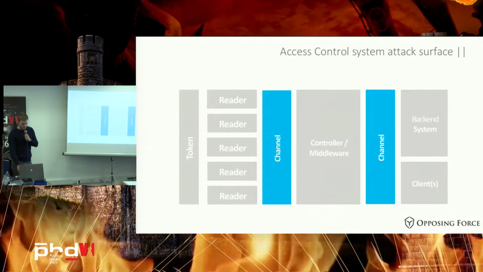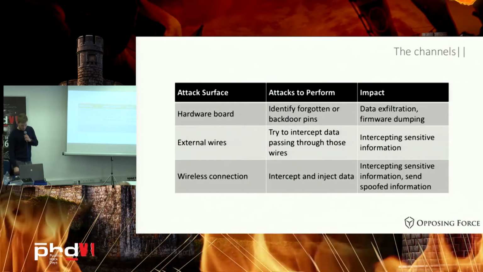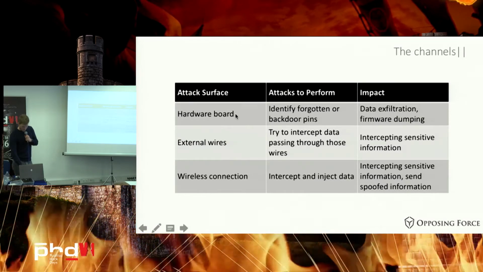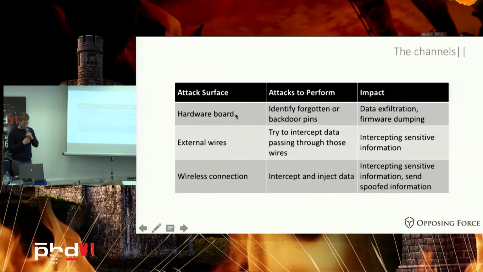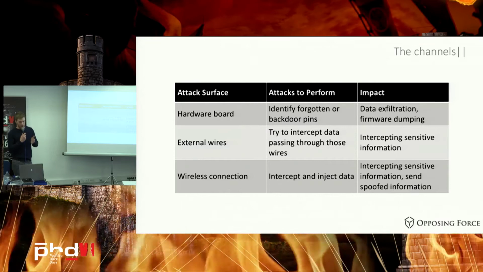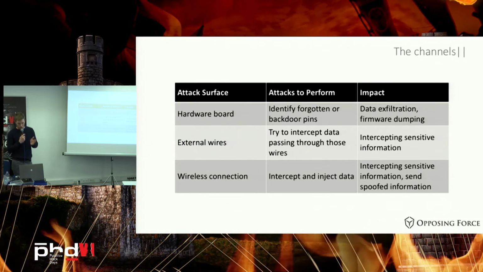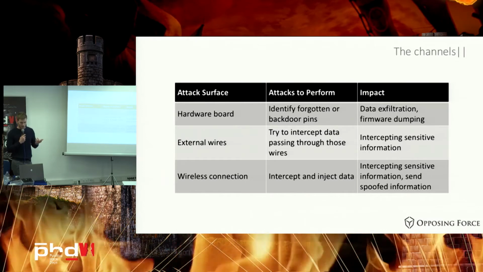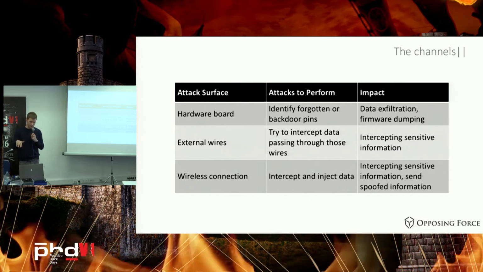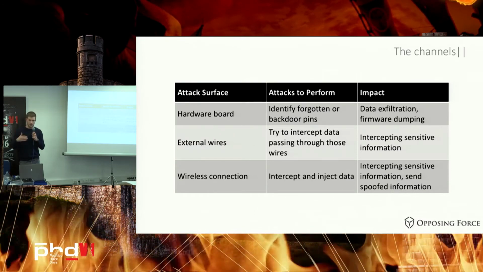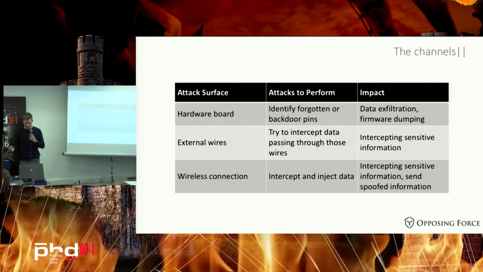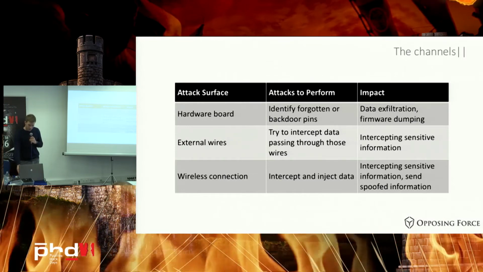Okay, then we have the channels. We can have external wires, like from the reader to the backend, from the reader to the controller, from the controller to the backend, and sometimes we have wireless connections, and often they use a custom protocol for radio frequency communication. It's been seen a lot on the web. The custom protocols are almost all the time broken. We will see that later with the radio frequency part.